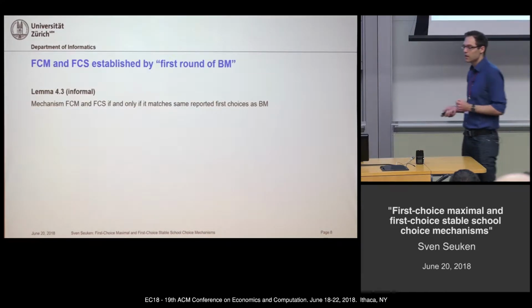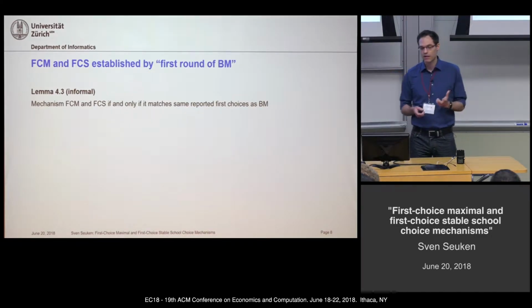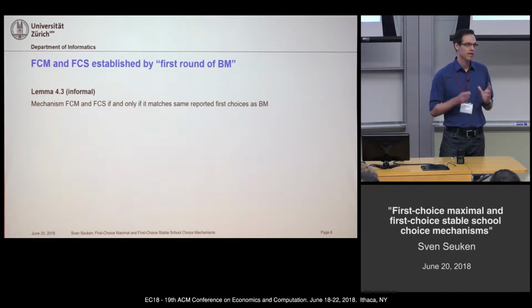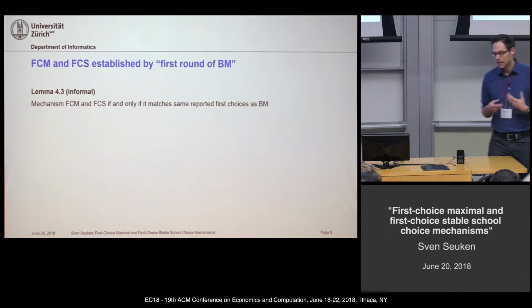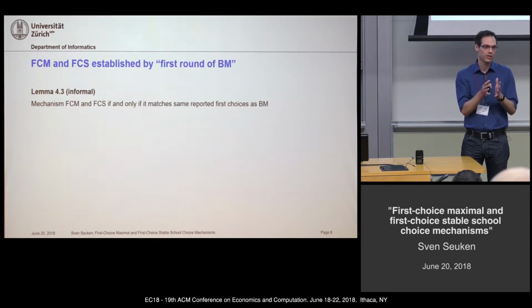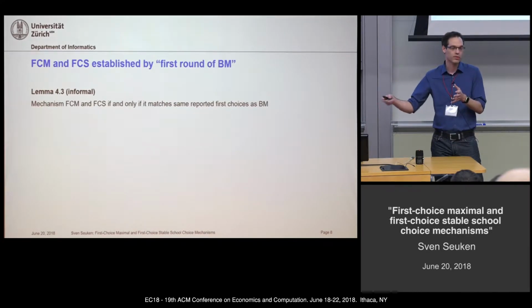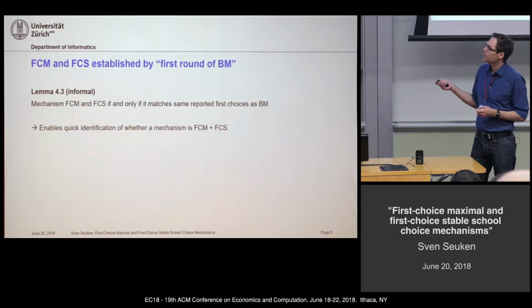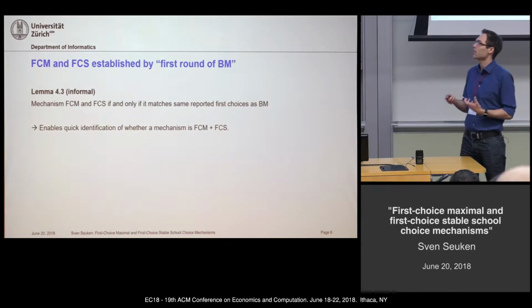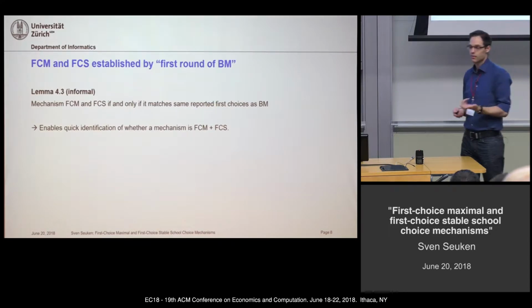So our first lemma is that a mechanism is first choice maximal and first choice stable if and only if it matches the same reported first choices as the Boston mechanism. So in other words, you can think of this as any mechanism that is first choice maximal and first choice stable essentially has to run the first round of the Boston mechanism, and then it's in some sense undefined what it does in the following rounds. And this has a nice implication because it enables some kind of quick identification of whether a mechanism is first choice maximal and first choice stable. You just have to compare whether the first round of the mechanism is equivalent to the Boston mechanism or not.